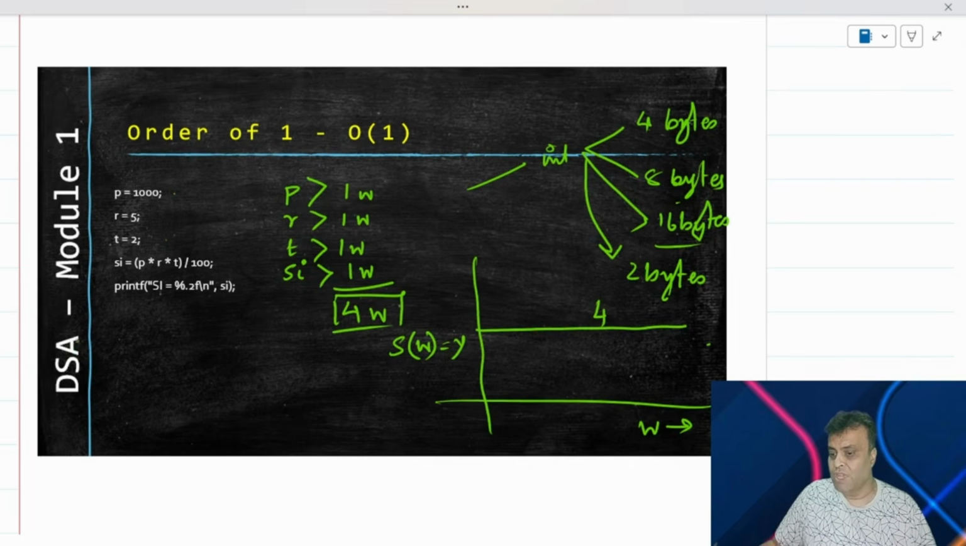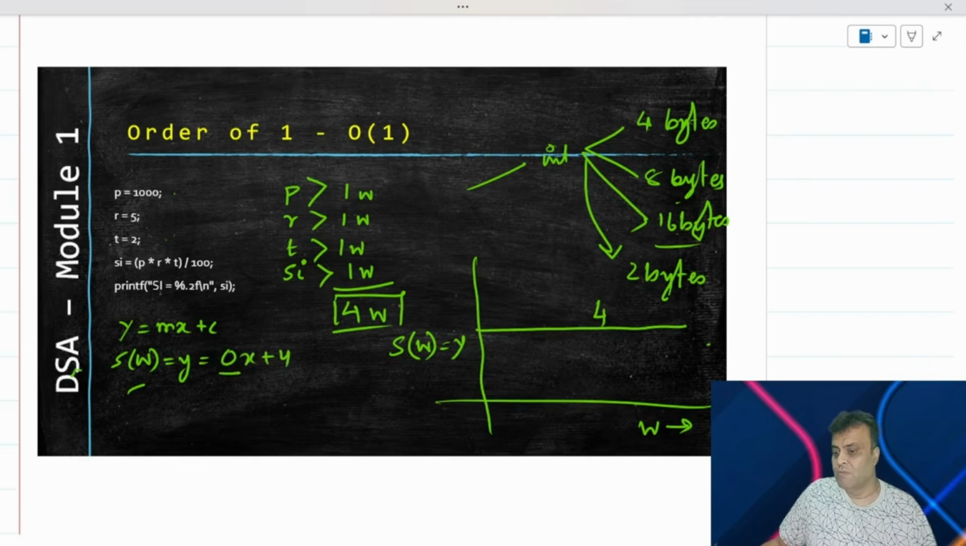4. And we have also established just now that this means y equal to mx plus c, which is represented as your SW, which is equal to your y, is equal to 0x plus 4. Here my m has become 0. That means my slope is 0 and hence it executes itself in a constant amount of time. Right, so that is that constant amount, 4.